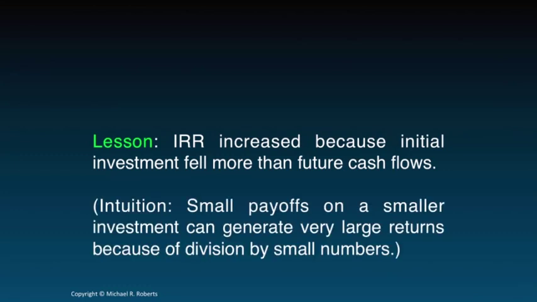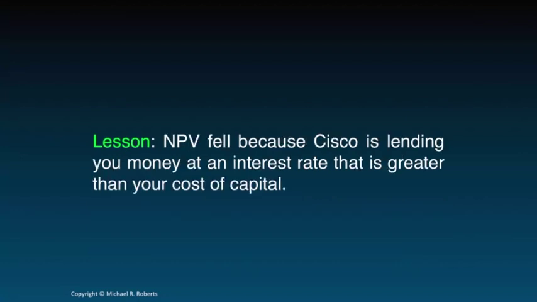Small payoffs on a really small investment can generate very large returns. We're dividing by small numbers here. Okay? But the NPV rightfully fell because Cisco's lending us money at an interest rate that's greater than our cost of capital. So the IRR spiked because we have this smaller upfront investment. That's very misleading. The NPV fell. It accurately captured the bad loan Cisco was inserting into the deal.